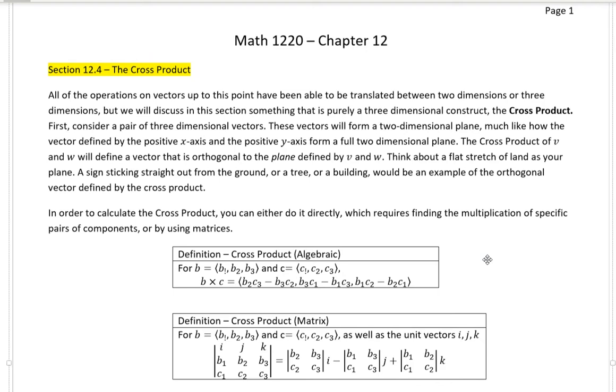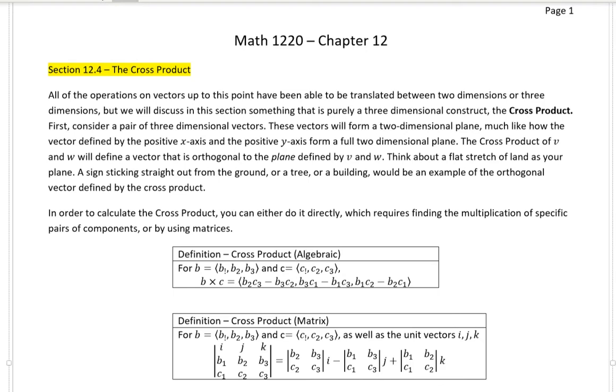So we're going to talk about yet another way of representing multiplication with vectors, specifically with three-dimensional vectors. The cross product is going to be purely a three-dimensional construct, something only true for three-dimensional space. It does not have a relation for two-dimensional space, or for one-dimensional space. The cross product, though, will be a little bit more complex than the dot product. And what is also notable about the cross product is that you will result in a vector instead.